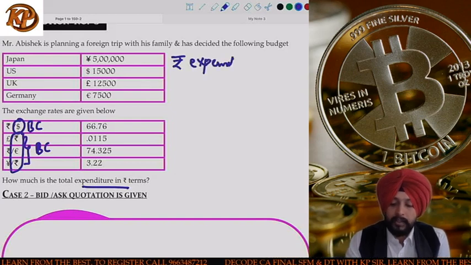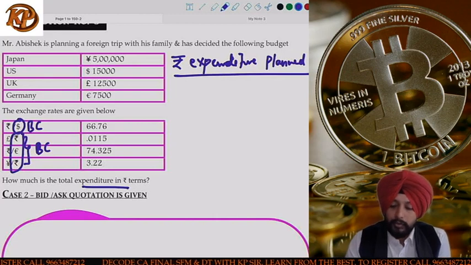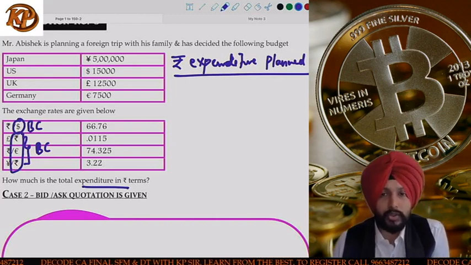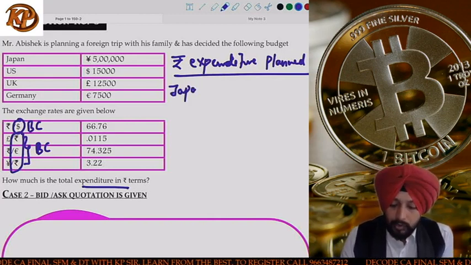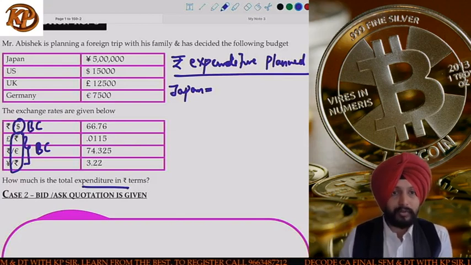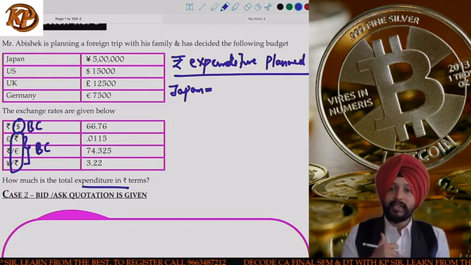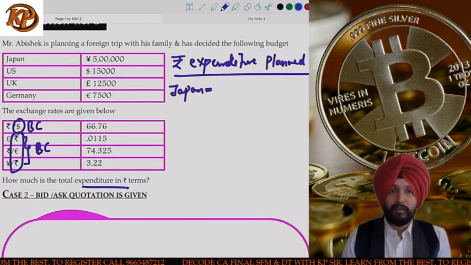So rupee expenditure planned. We calculate it for each of the countries. If we have already done the computations, just look at the numbers which I am calculating. Let us start with Japan. For Japan, yen 5 lakhs is given. If you look at the last quotation, yen per rupee is given. Yen amount is given to me, I need to convert it into rupee equivalent, so I will have to divide.